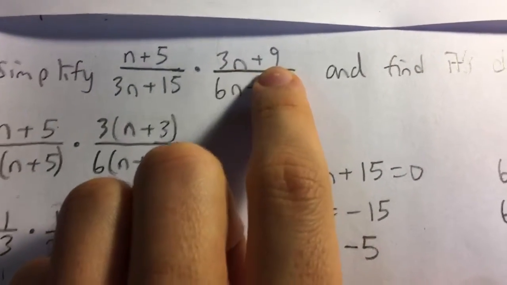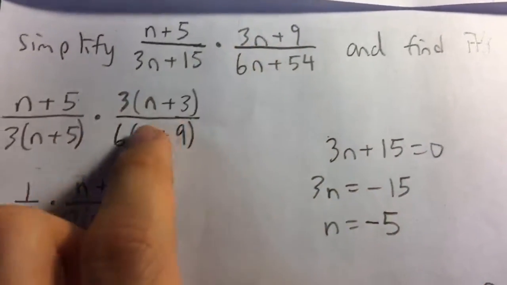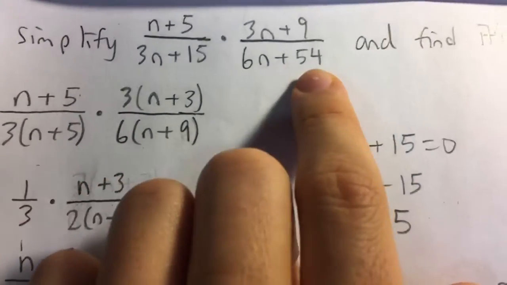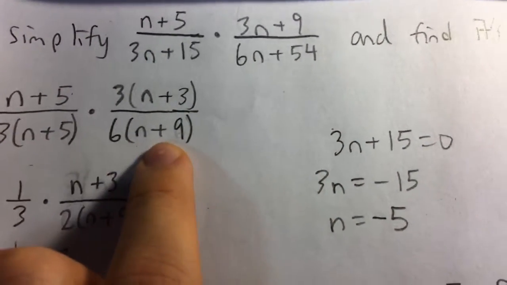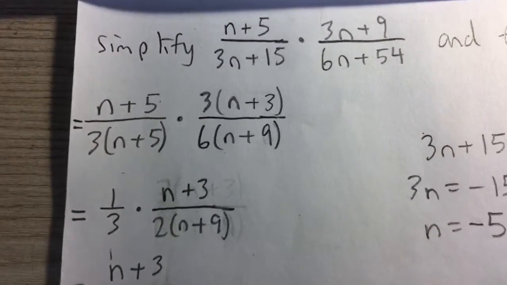Over here, we have 3n plus 9. Both these terms have a common factor of 3, so we divide both terms by 3 and factor out the 3. And 6n plus 54 can be factored into 6 times n plus 9. Both of them have a common factor of 6.